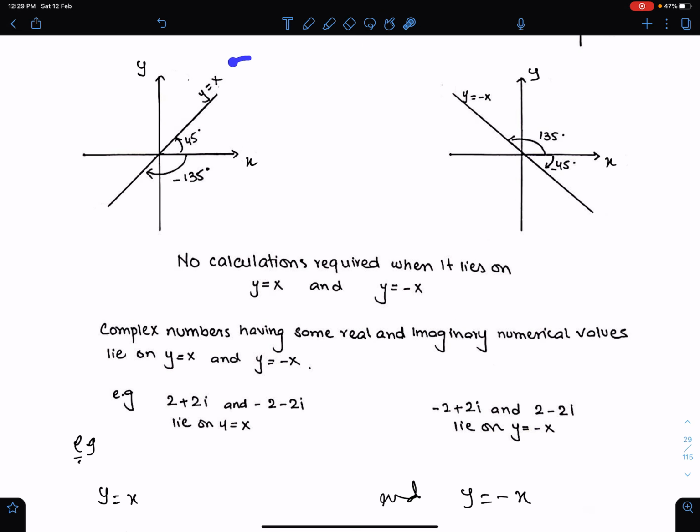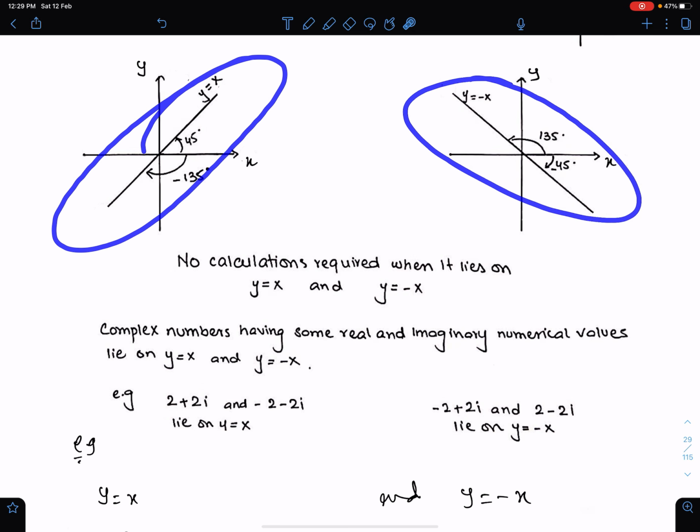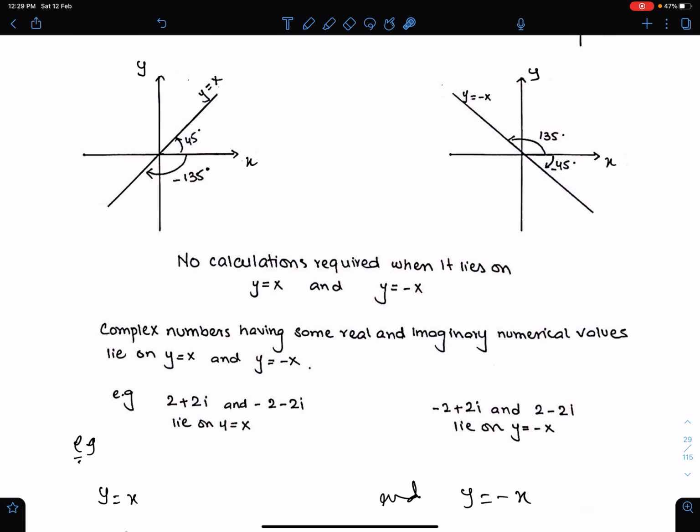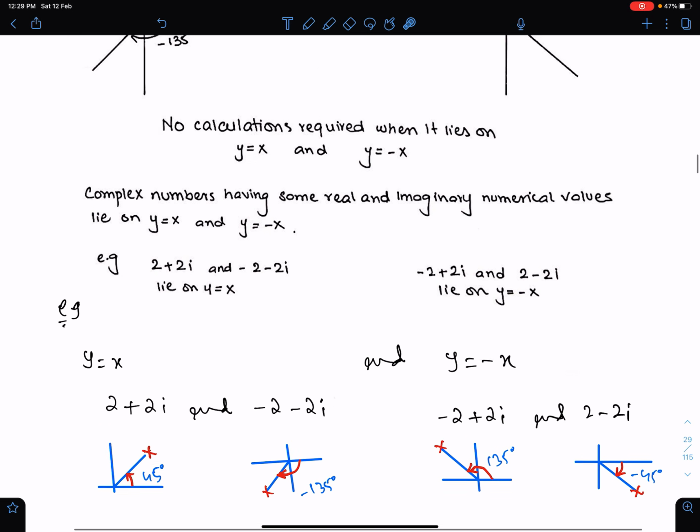These are two equations, y is equal to x and y is equal to minus x. So if complex number lies here, then the argument should be 45, and if the complex number is here, the angle should be minus 135. You can understand this concept here.